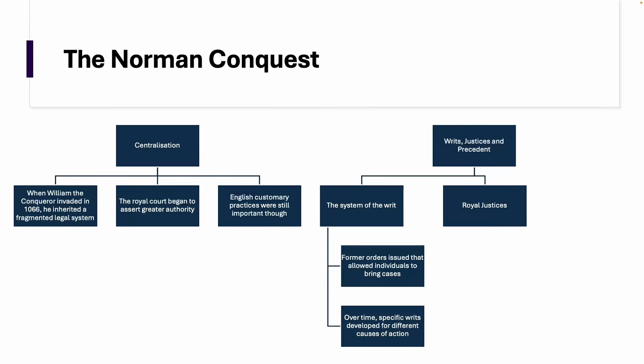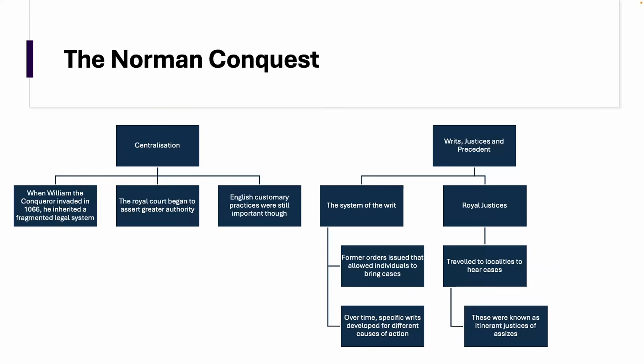And royal justices began travelling to localities to hear cases based on these writ systems. These were known as itinerant judges or assizers, and this began to standardise the legal practice and extend the reach of royal justice. So when you have itinerant justices going around the country to resolve disputes using the king's law, using the king's ideas, then you are starting to normalise and standardise the practice of applying the law equally across the realm, something that, of course, would undermine the customary process of the legal system as it existed prior.